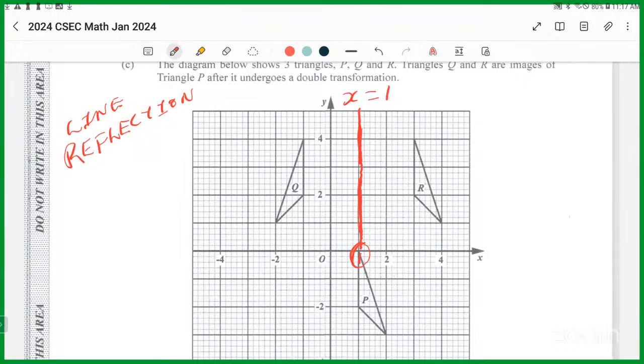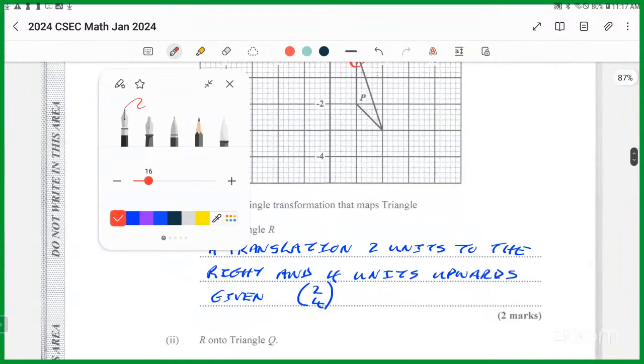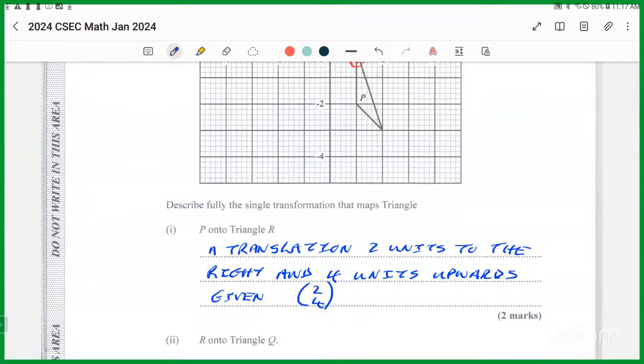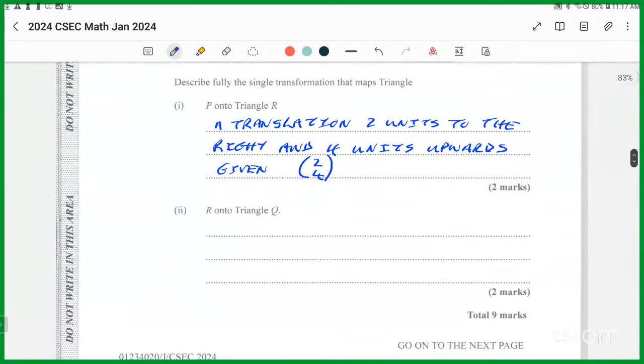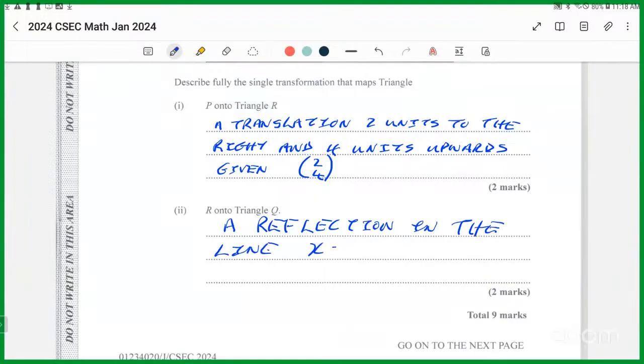Simple as that. Right? And that's how you describe a reflection. You give the mirror line, and the component of a reflection is the mirror line. Just state what the mirror line is. The mirror line is x equals 1. So this transformation is a reflection in the line x equals 1. That is it. And that's the description. Everybody okay with that one? Everybody good?